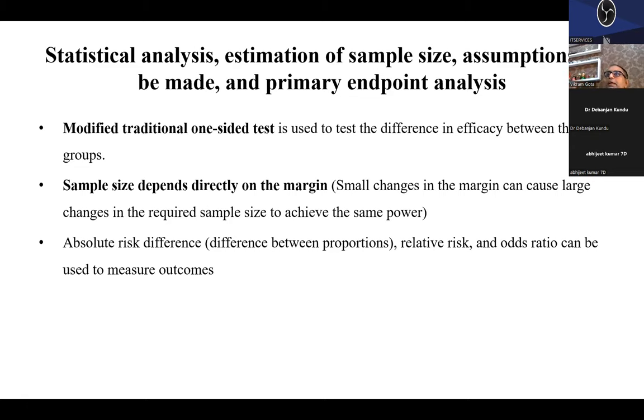Let's say in the pain score, you are willing to accept a 10-point difference in pain as a margin, then your sample size will be X. But if you say, no, not 10, I can even accept a margin which is up to 15-point difference, then because the delta has increased, your sample size will reduce dramatically. So there is an inverse relationship between the sample size and the delta that you choose.